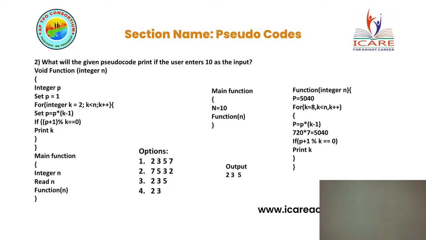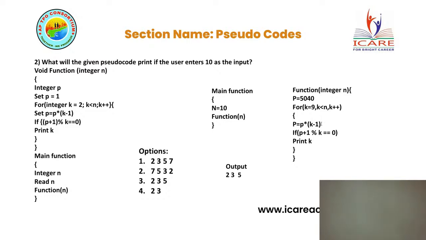Sorry, 5040. Okay. So 5040 plus 1, 5041, 5041 divided by k. So absolutely it will not be divisible, 5041 divided by 8 gives some decimal values. So we are not getting the remainder as 0. Again the condition is false. Again we are updating k is equal to 9.